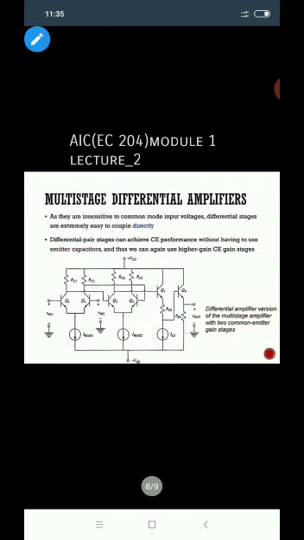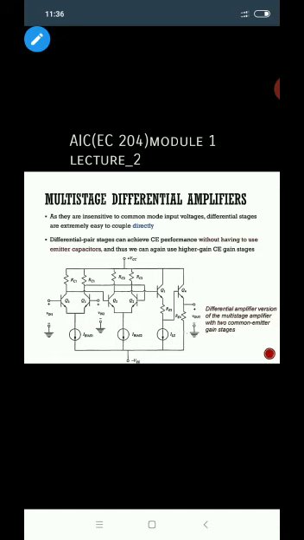Okay, now next we see the multi-stage differential amplifiers. In the electronic circuits course, we studied different types of multi-stage amplifiers. Multi-stage means more than one stage of amplifiers. In order to get high gain, we go for the multi-stage amplifier. Now here, the multi-stage differential amplifiers.